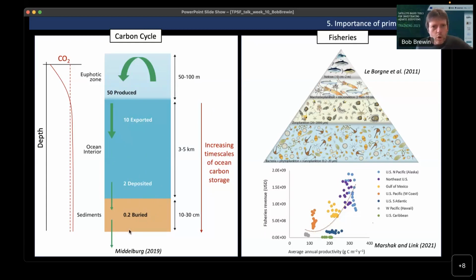But one of the important points to note here is that the further this carbon gets down into the deep ocean, the likelihood is that it will be kept away from re-emission into the atmosphere for a longer period of time. So basically, there's increasing timescales of ocean carbon storage as that particular organic carbon sinks down to the seabed.